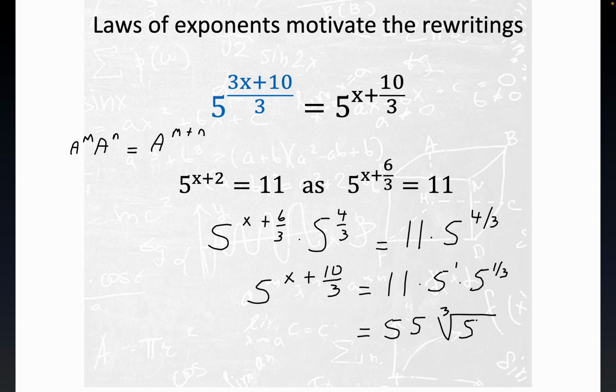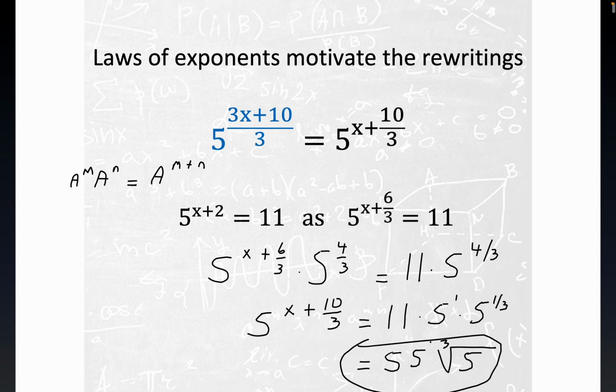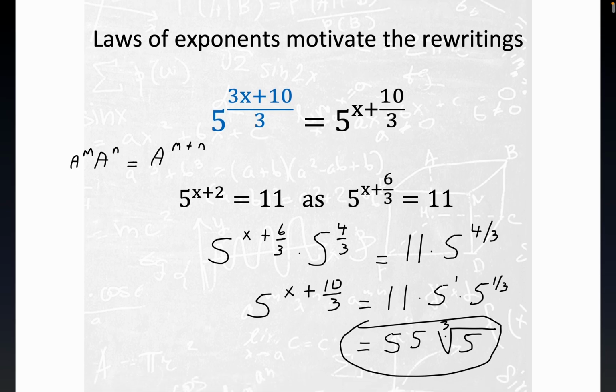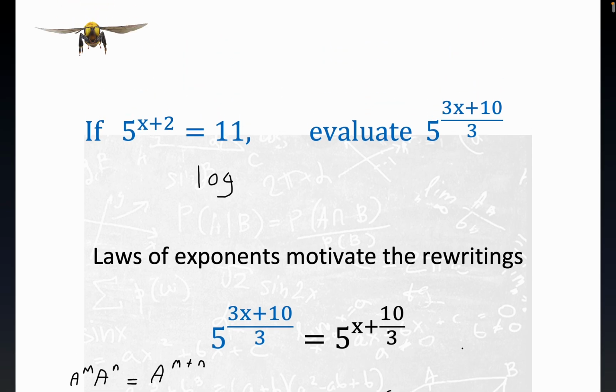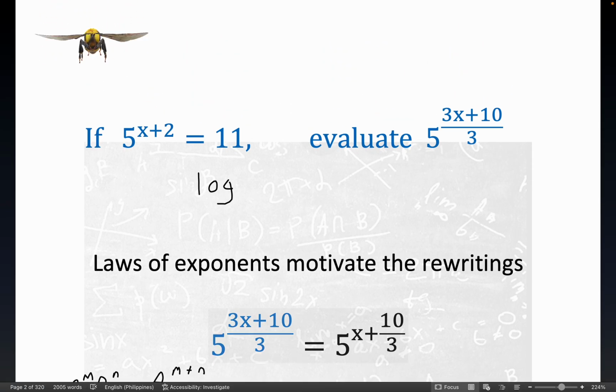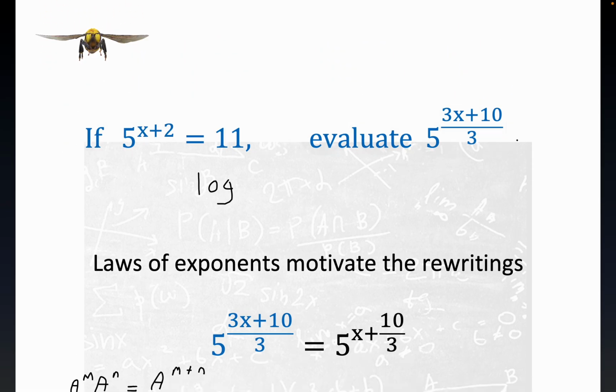Okay, y'all, no logarithms required for this problem, just direct manipulation. We're just appealing to the laws of exponents, essentially, is what motivated all the steps. Anyway, that is the solution, 55 times the cube root of 5. Okay, so right here we get, this is equal to 55 times the cube root of 5.